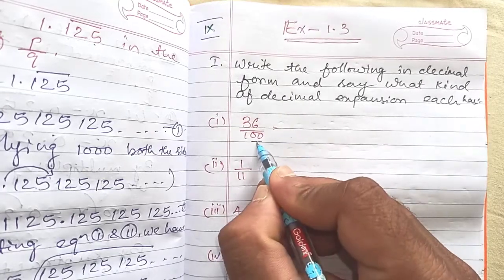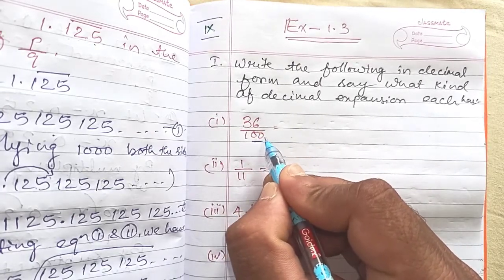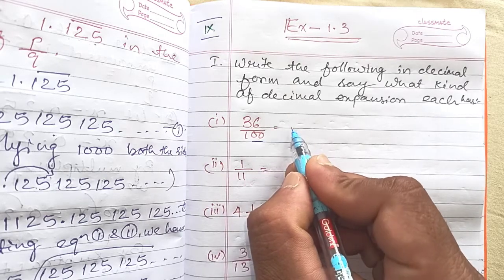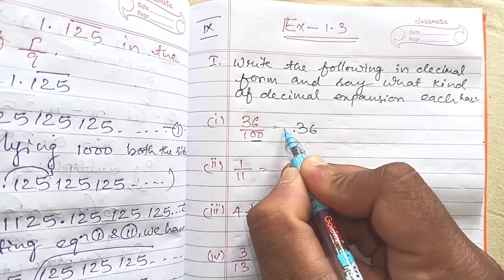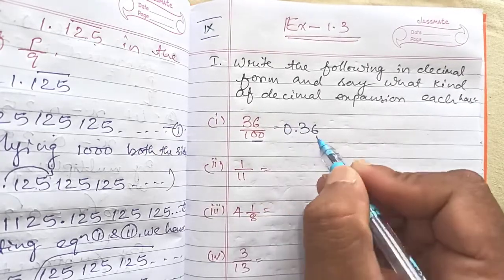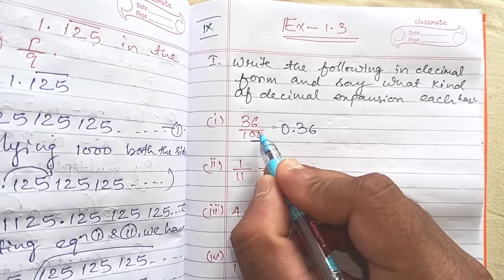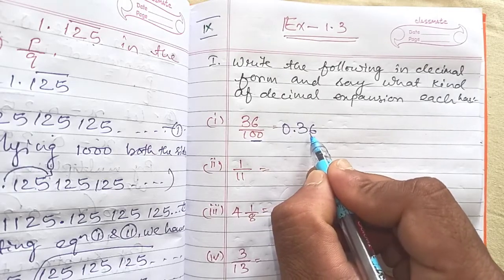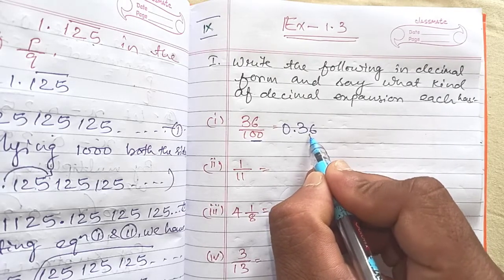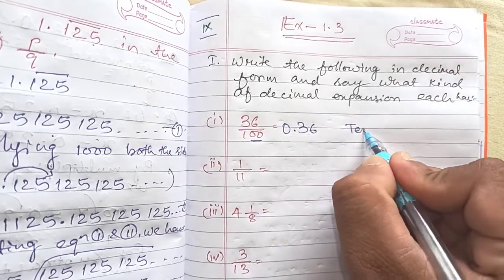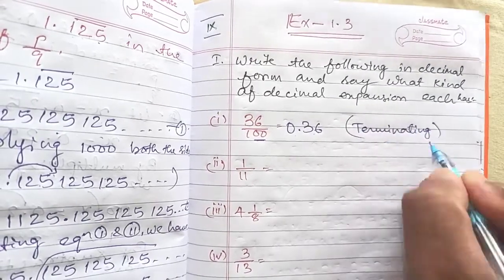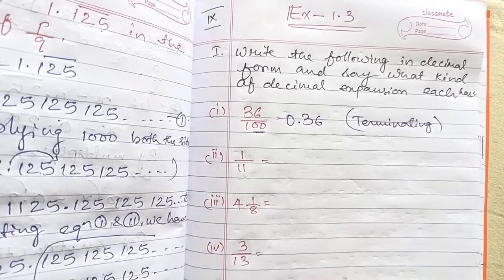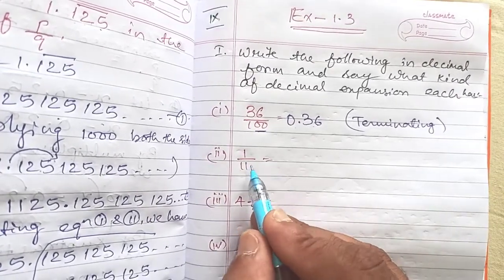We know if two zeros are there in the division, we can put two decimal places. After the decimal, two numbers should be there. So the two numbers are 36, and before them we put a decimal. So 0.36 is the answer. What kind of decimal? When we divide, we get 0.36 without a repeating number, and the remainder is 0. So the decimal expansion is terminating. Next, 1 by 11 is given.